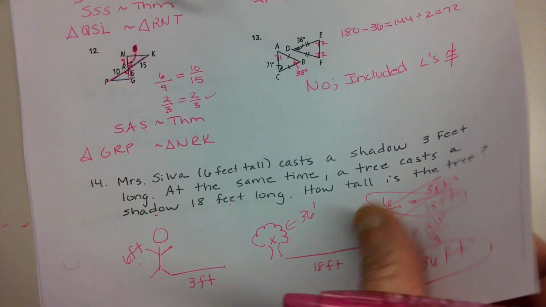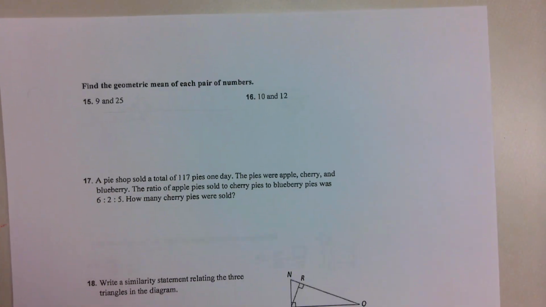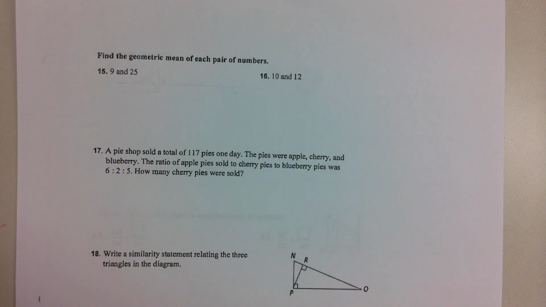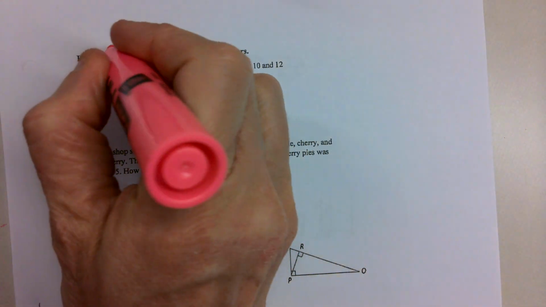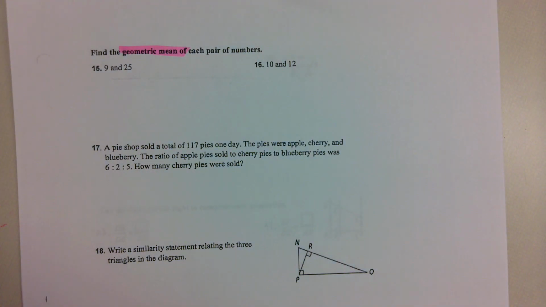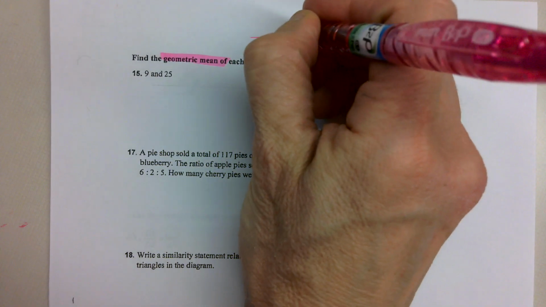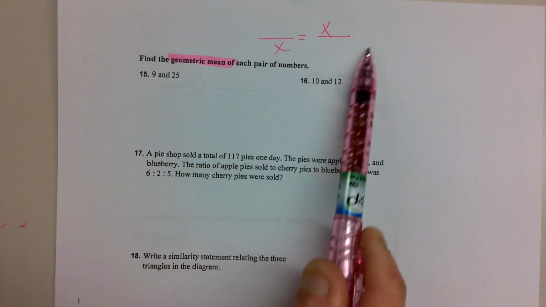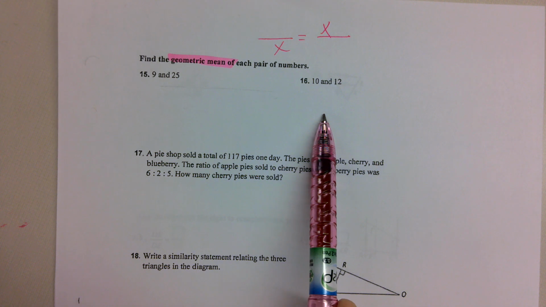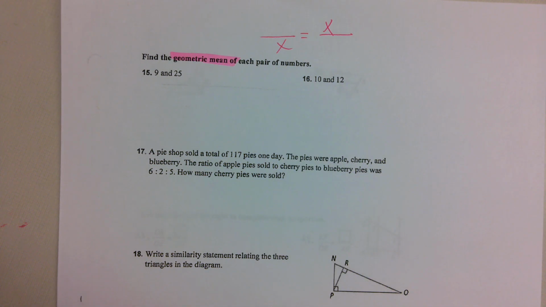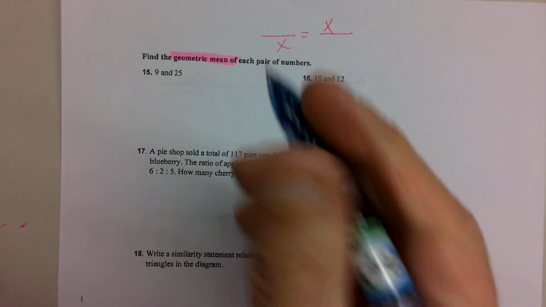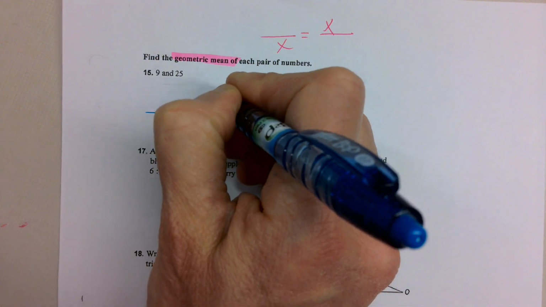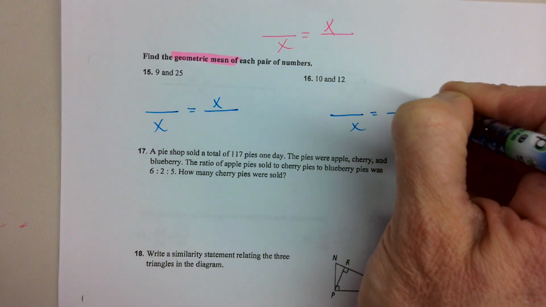All right, on to the third page. We're moving right along. Remember, when you see geometric mean, that is a proportion, and in that proportion, this is the geometric mean. It appears twice. So when it says find the geometric mean, this is the starting point for both of these. And I shall now switch colors. I'm officially sick of the pink, so I shall pick this beautiful blue.